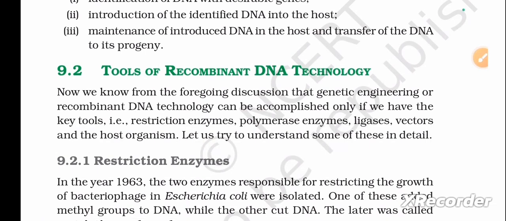Next, 9.2, tools of recombinant DNA technology. Now we know from the foregoing discussion that genetic engineering or recombinant DNA technology can be accomplished only if we have the key tools, that is restriction enzymes, polymerase enzymes, ligases, vectors and the host organism. Let us try to understand some of these in detail.